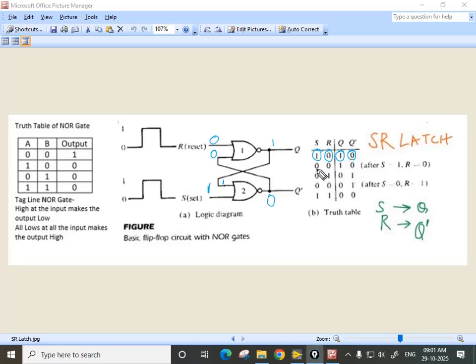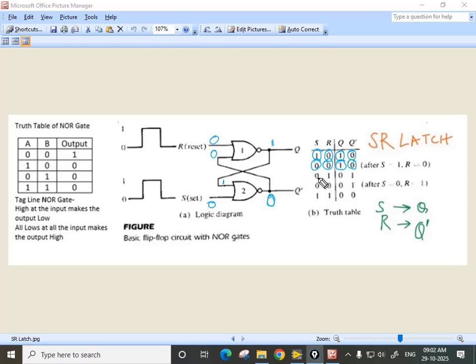Then the next condition is both S and R equal to 0. So S equal to 0 and R equal to 0. So both the inputs are 0. This is 1 because of both the inputs 0. 1 fed back over here and 1 at the input makes the output low. So 0 over here. So that means no change.